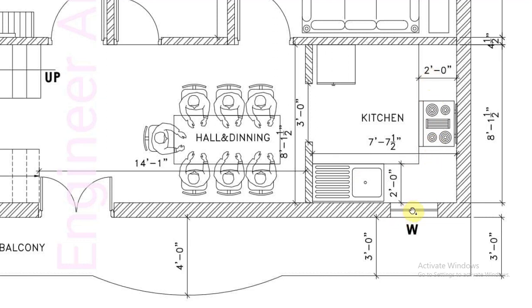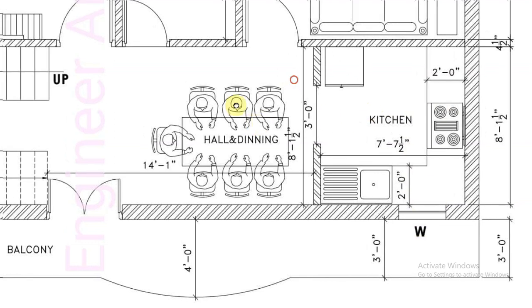Here I designed one window. This window size is 2 feet 6 inch by 4 feet. 4 feet will be the height of this window. So whatever smoke is in the kitchen will go outside with the help of this window.